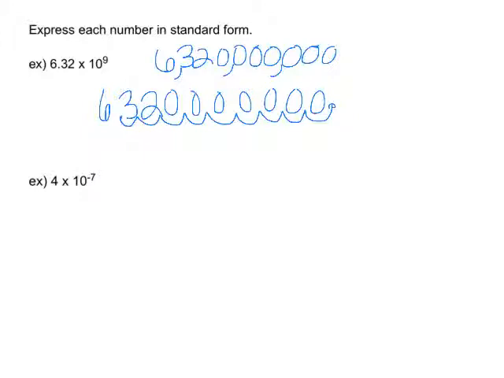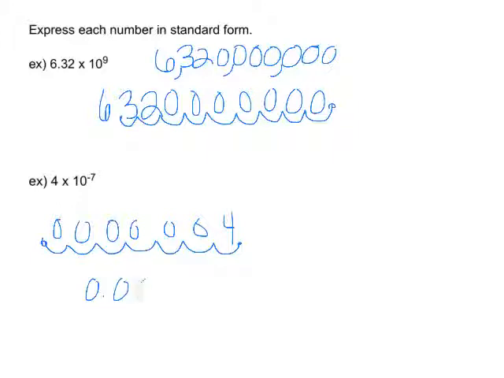I have 6,320,000,000. For my next one, I know that I have a negative exponent, so I'm going to move to the left. So if I have 4, my decimal is right there, so I'm going to move to the left 7 spaces and fill everything in with zeros. So my answer is 0.000004.